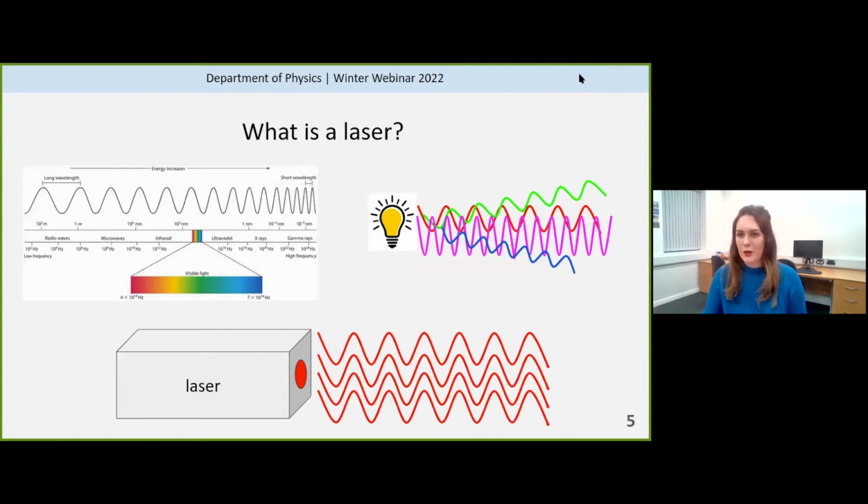To start things off, I want to spend the first half of this webinar explaining a little more about the concept of these high power lasers and exactly where they come from, how on earth we achieve these. So we'll start with a more fundamental question: what actually is a laser?